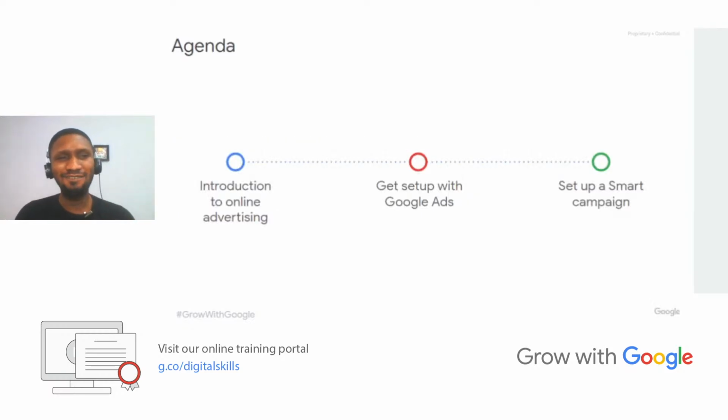So today we have 3 items on the agenda, and the session is split into 3 sections. We're going to be starting with an introduction to online advertising, what online advertising is all about, and then we'll also be heading towards getting set up with Google Ads. How do you get set up with Google Ads, which is what we are focusing on today, and also how you can set up a smart campaign. The name is really interesting. It's a campaign that is very smart and so easy to set up. You all are going to be thrilled when we get to that last section today.